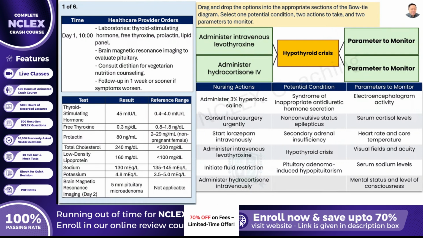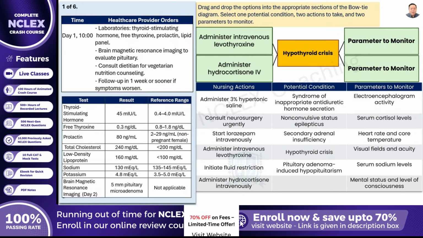Now, at the moment, if you go back to the sodium level, it's 130. It's mildly low, and this is something that is likely going to improve once we fix the thyroid issue. So 3% hypertonic saline at the moment is somewhat too aggressive for this low sodium level.